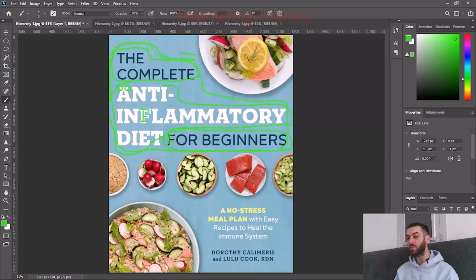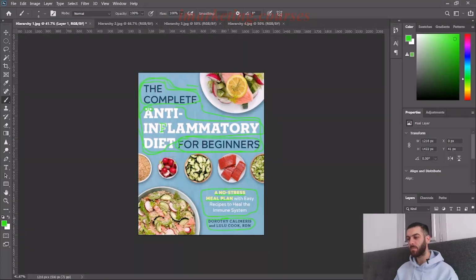Now the same thing applies for the subtitle. The subtitle is the second biggest thing on the cover, but even in the subtitle they have hierarchy. They have a thicker font and a thinner font. What does the thicker font say? A no stress meal plan. That's the important part of the subtitle, that it's a meal plan inside where it doesn't require any stress, with easy recipes to heal the immune system. That's a good benefit. But they chose a no stress meal plan as the first thing they want people to read in the subtitle. And then obviously the author name is the smallest thing on the cover and is right at the bottom as well. So that's how they implemented hierarchy in the title.